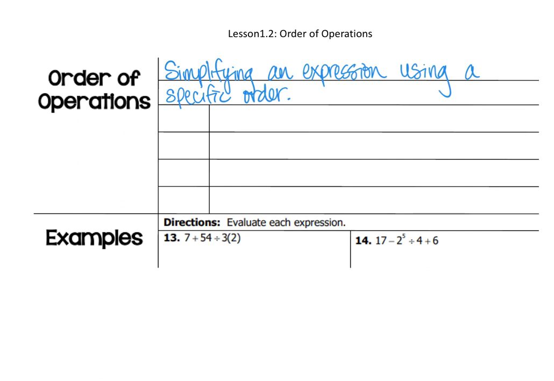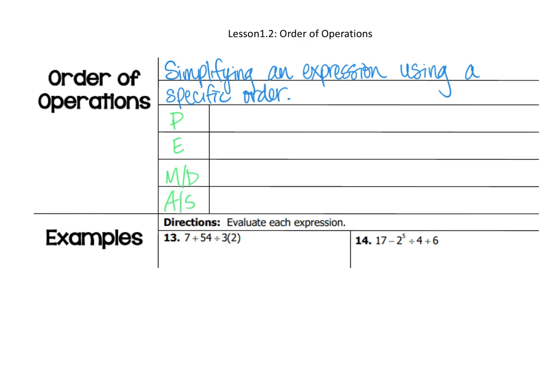Okay, this lesson is over order of operations. Now, we know order of operations is simplifying an expression using a specific order. And that order is represented by what we call an acronym, letters that stand for words or what we're supposed to do. And the acronym that we seem to all know is PEMDAS. So I'm going to fill that in these boxes here, PEMDAS.